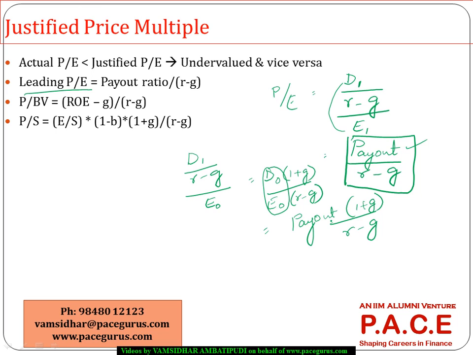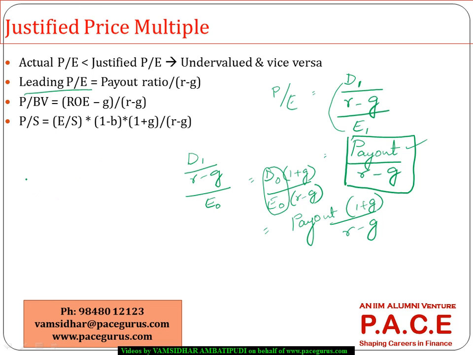So based on the payout ratio, the required rate of return and the growth rate, I can very well look out for the leading P by E or trailing P by E, in this case.